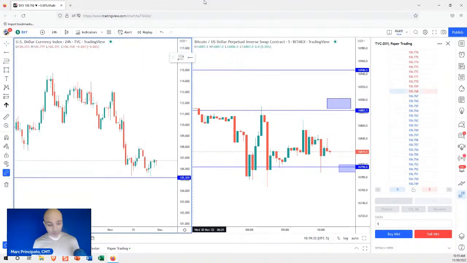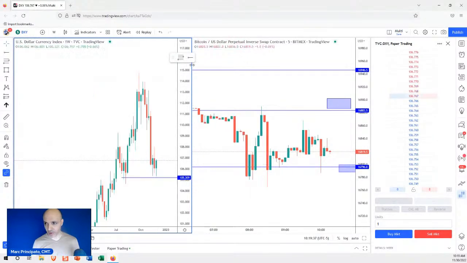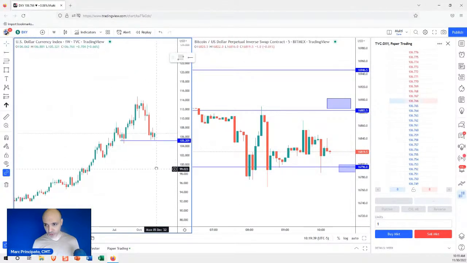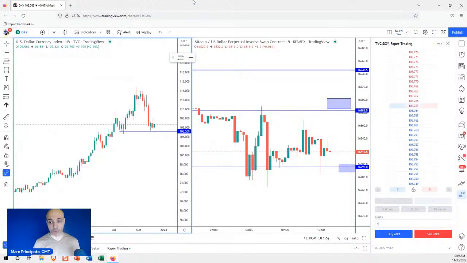I always bring up the weekly chart on the dollar to gain perspective, right? Look at this. Does this look bearish to you? I hope you say no, because that's a buy signal developing on the weekly chart on the dollar.